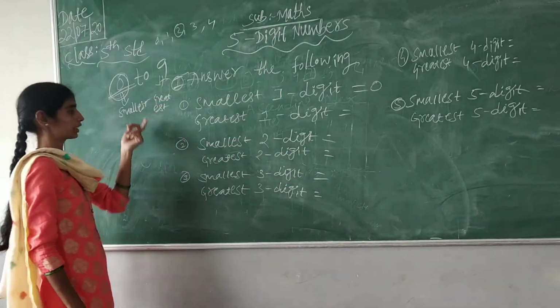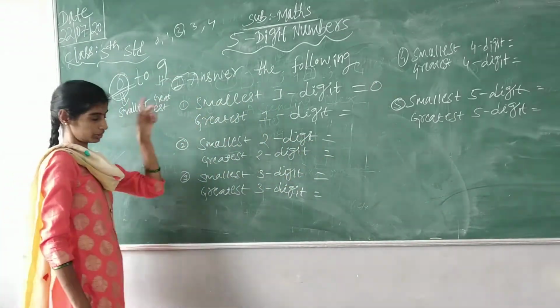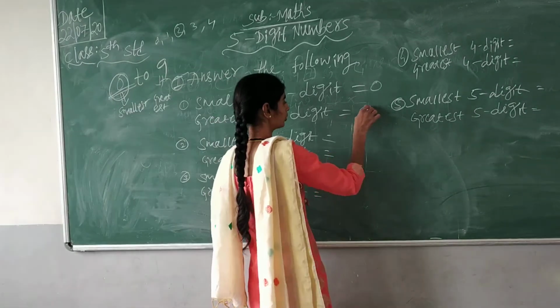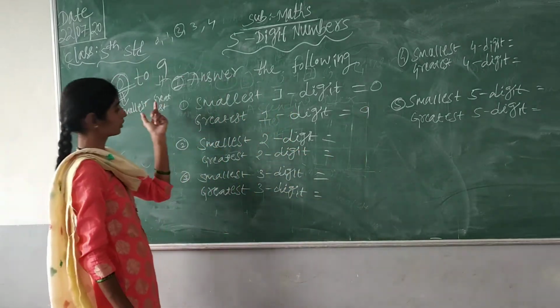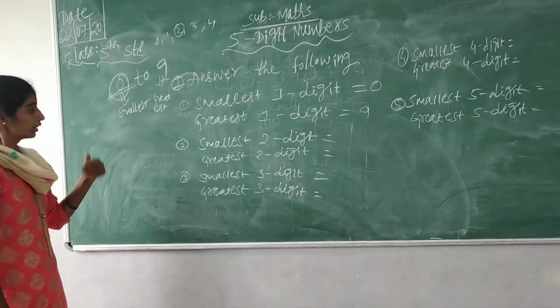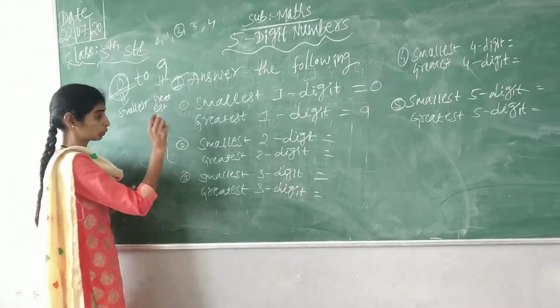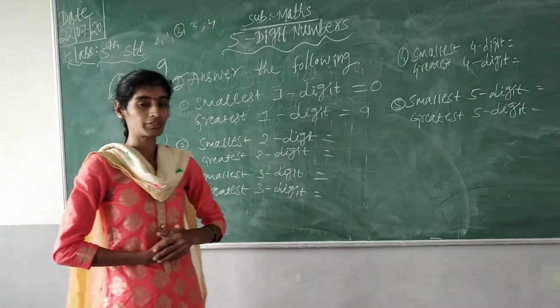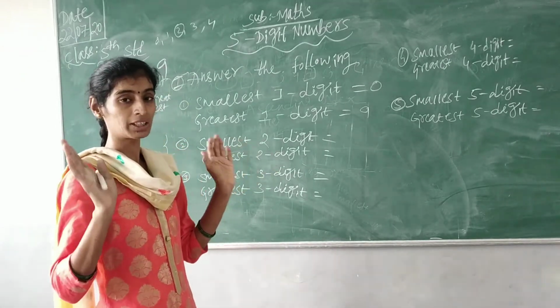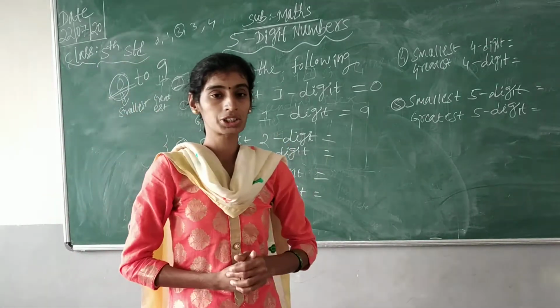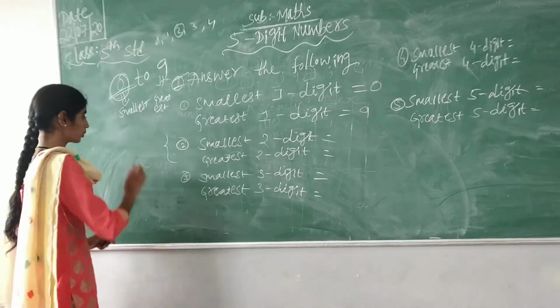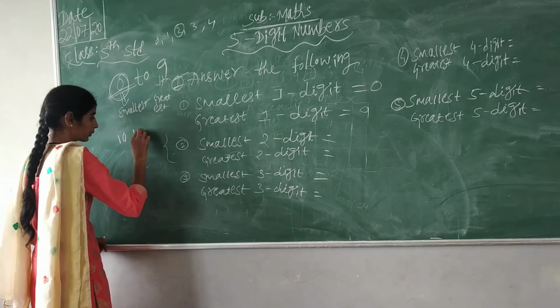Then which is the greatest of 1 digit number, children? Yes, it is 9. So what is the greatest of 1 digit number? 9. Next, coming to 2 digit numbers. Do you have any idea from where to where 2 digit numbers are? Yes, they are from 10 to 99.